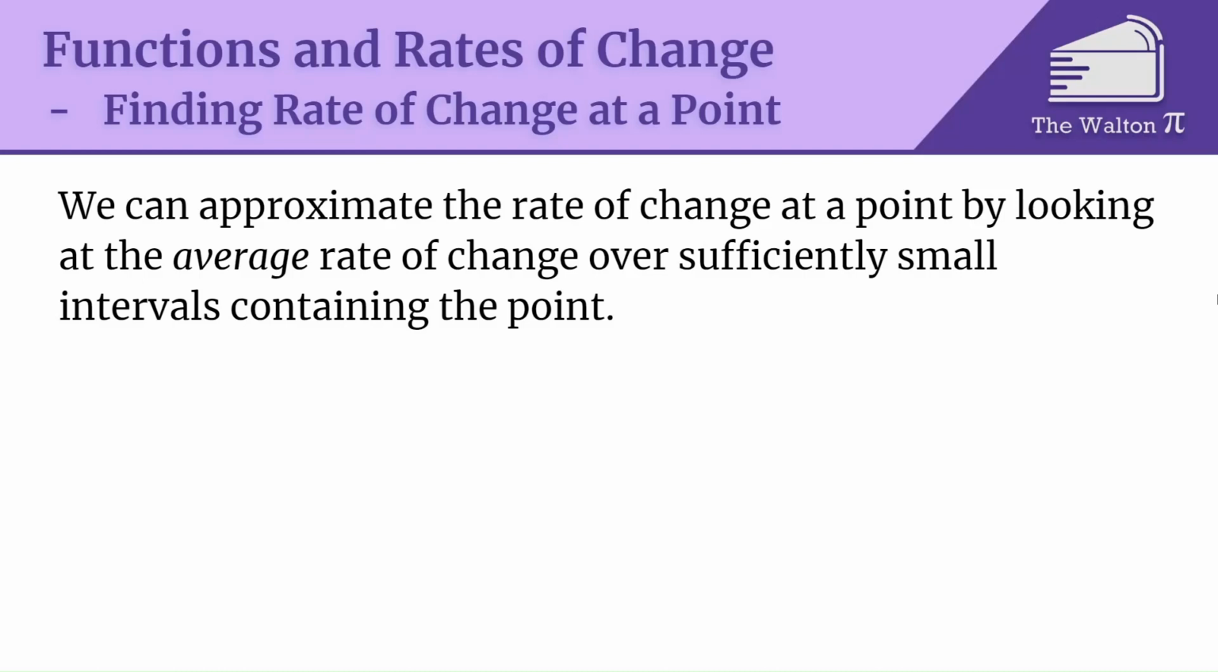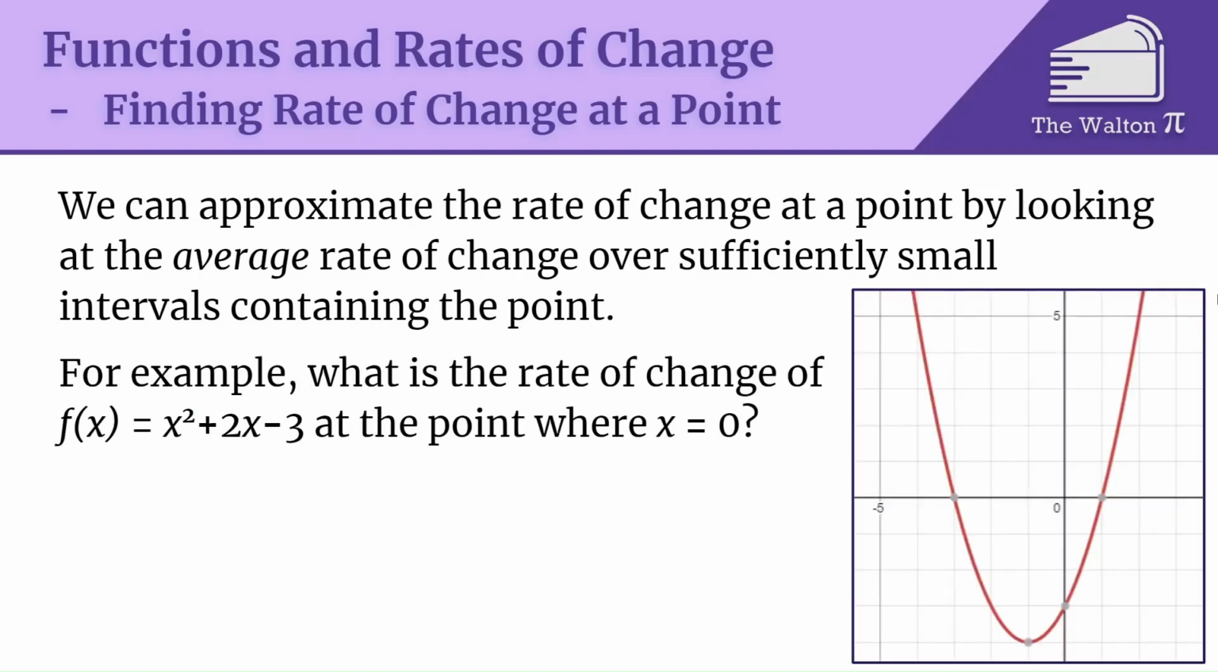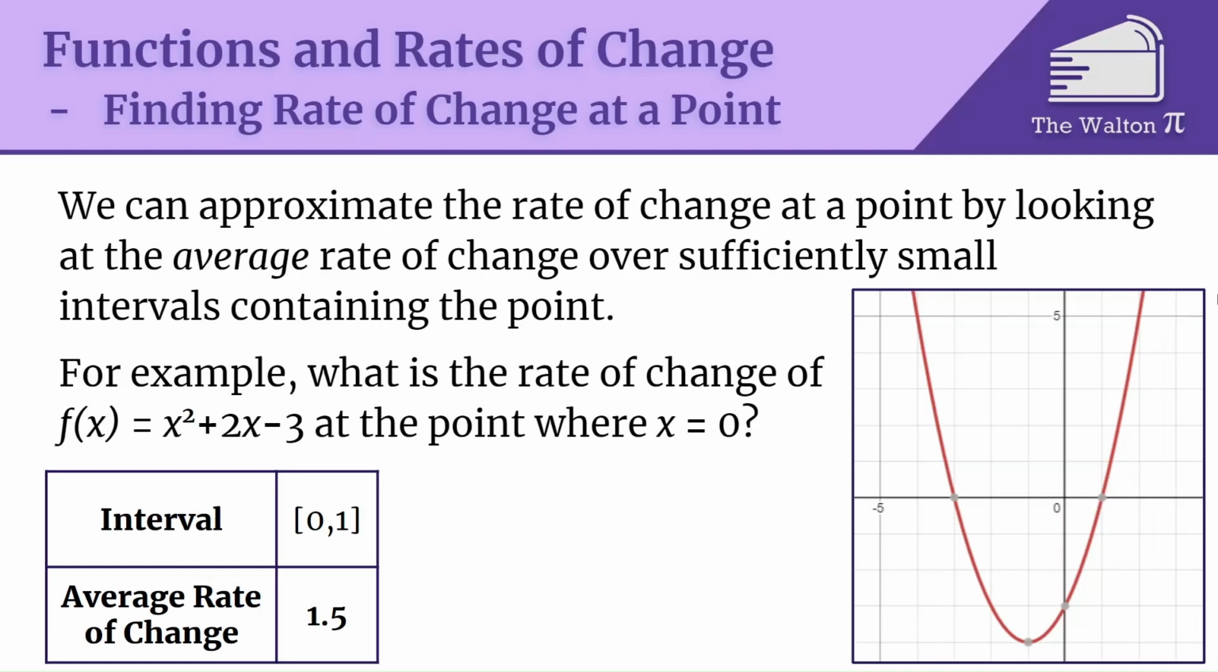But what we can do is approximate it by looking at the average rate of change over really small intervals that contain the point. So, for example, we have our graph of f of x is x squared plus 2x minus 3. We want to figure out what's the rate of change of f of x at the point where x is 0. Well, let's look at the interval from 0 to 1.